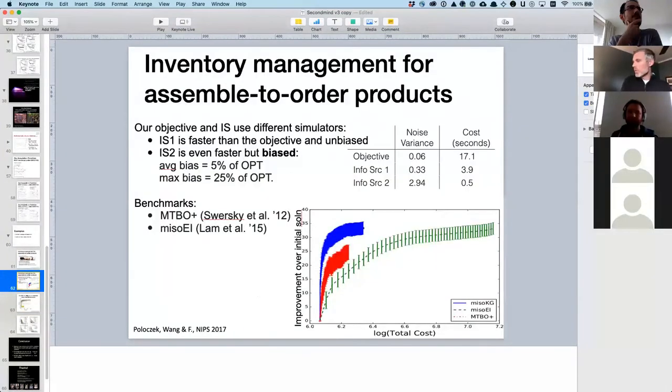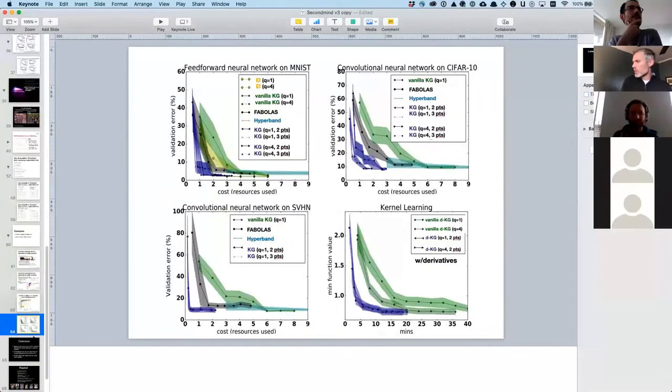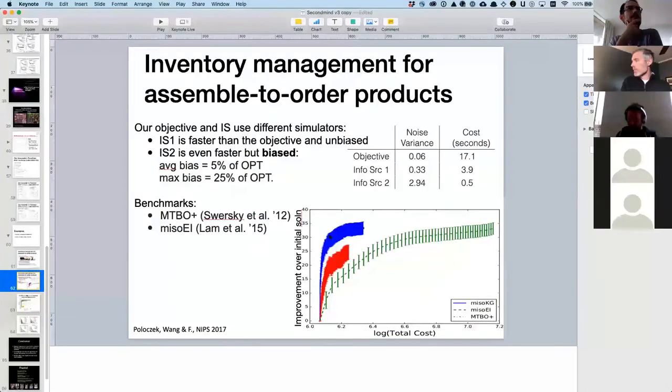That MTBO, we don't do comparisons with MTBO for this paper, but yeah, it is a pretty good method. You know, it outperforms this other Lam et al. paper, but because it's not quantifying the value in a way that is as thoughtful, the way that it quantifies the value misses a lot of the subtlety in terms of how an information source affects what you know about what you really care about, which is the objective function.